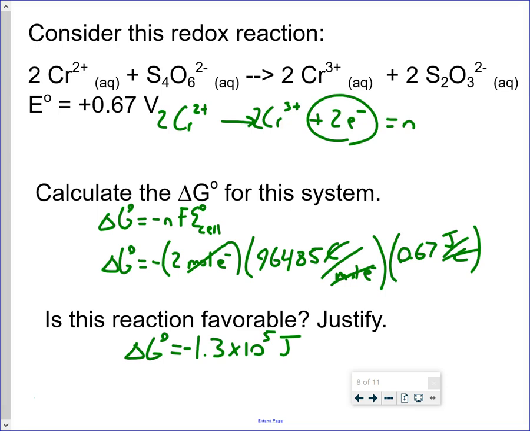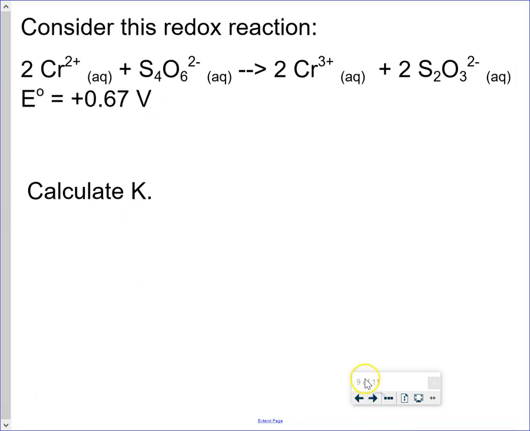Okay? And then the question is, is this favorable? Yes, it is. Negative Gibbs equals a favorable reaction. Of course, we could have answered that right away, because with a positive cell potential, a positive voltage, that also is an indication of a spontaneous or favorable reaction. All right, let's combine our Gibbs free energy equations. The next question says, hey, calculate the equilibrium constant. Okay? That's going to bring back this equation of Gibbs free energy.